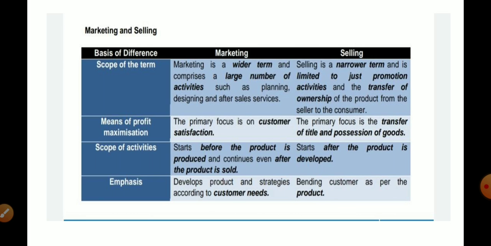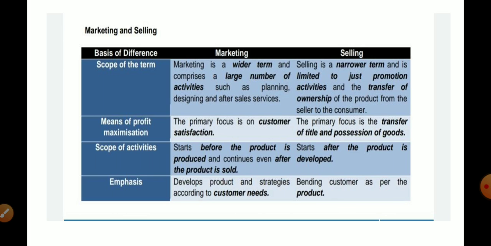The marketing concept focuses on customer satisfaction. If the customer is satisfied, the firm is able to earn profit. But the selling concept is just based on selling goods. If maximum goods are sold, then the profit will be earned. Now, regarding the scope of activity, the marketing process starts before the product is produced, but the selling concept starts just after the product is developed.